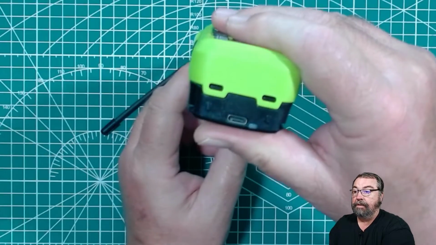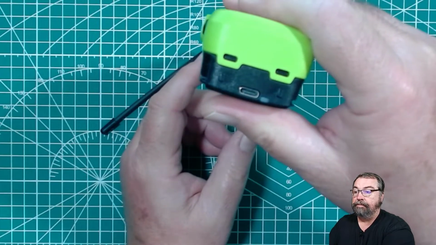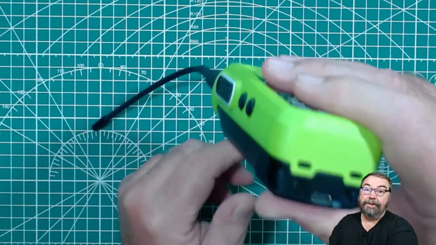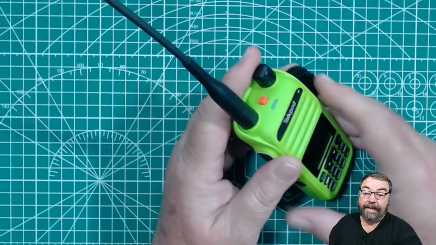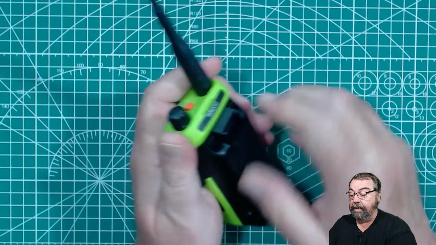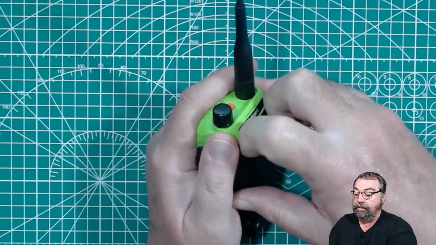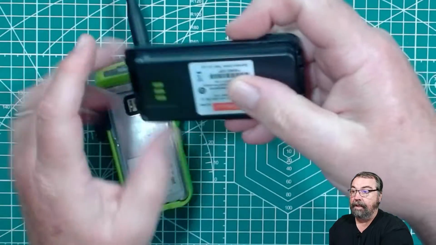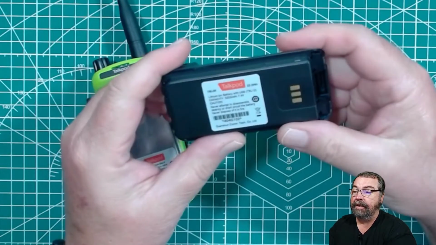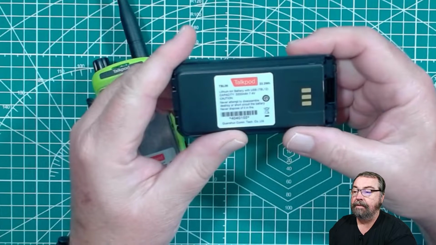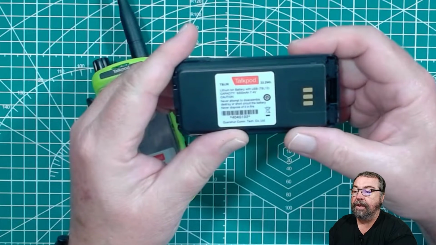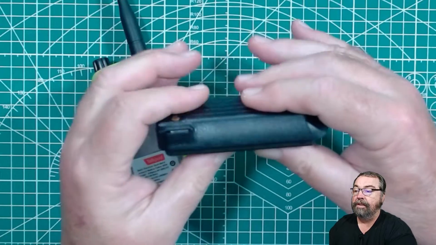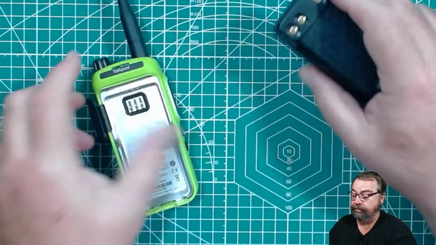This is USB-C chargeable. It is not USB-C programmable. This is only for charging the battery, sadly. The battery comes out by pressing these two little nubbins down. And you can see here the battery on this guy is a 3200 milliamp hour battery, 7.4 volts. And it's a bit of a chunky boy.